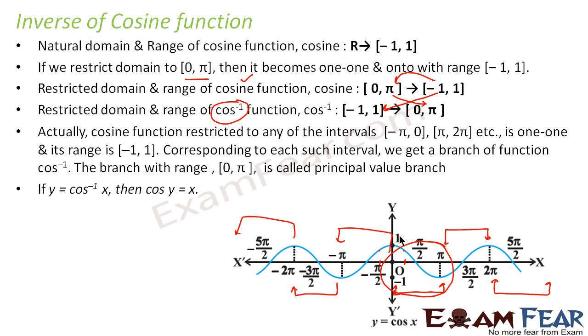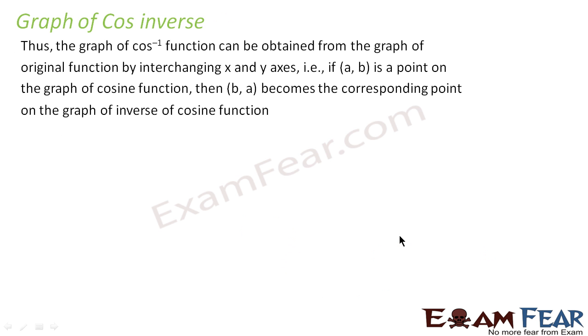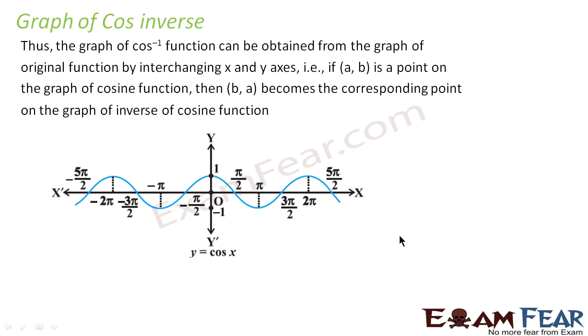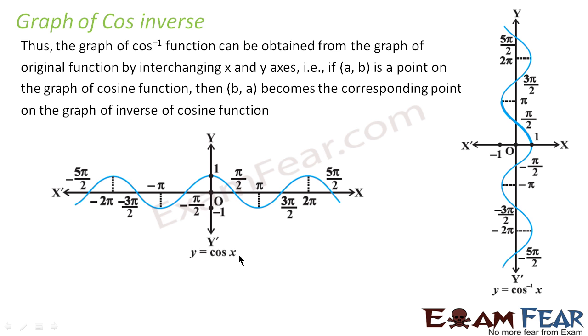Same thing here also, if y is equal to cos inverse x, then cos y is equal to x. Now let's see the graph of the cos inverse function. Same thing what we did: y is equal to cos x was one function, and we got y is equal to cos inverse x. And now after plotting all the points, we got this as the graph. I'm not doing that task because it's a little tedious.